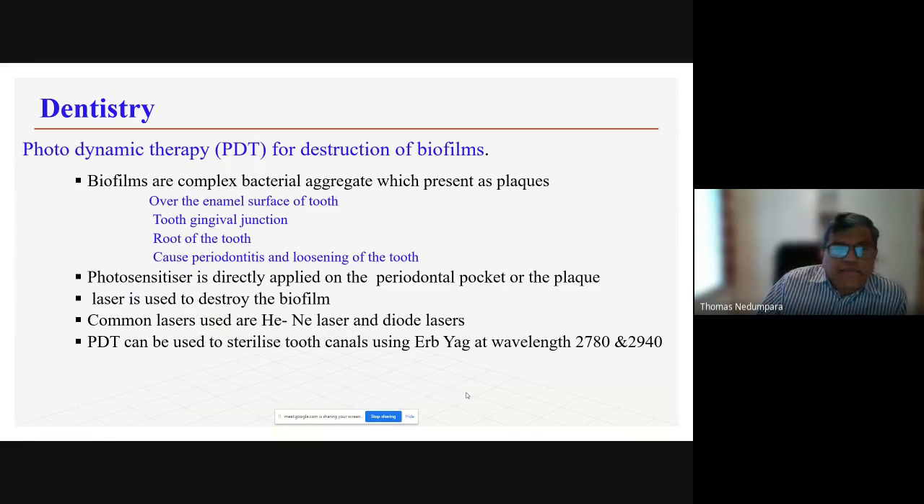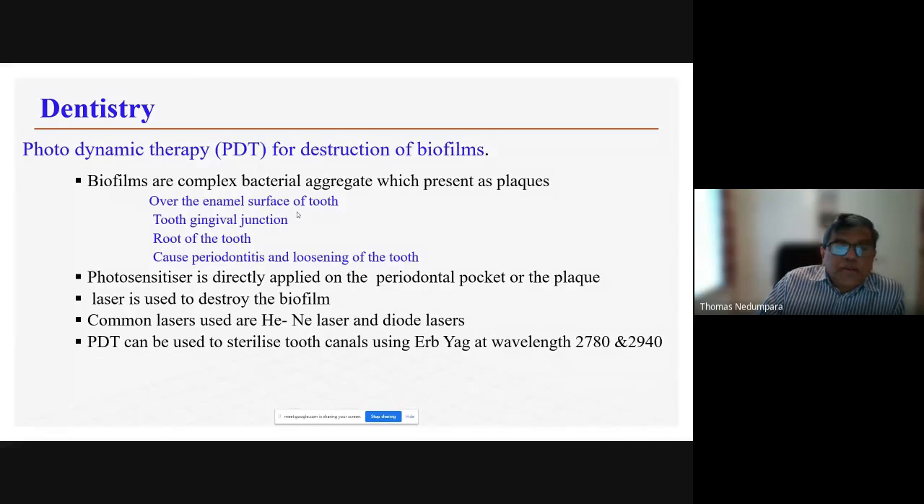In dentistry, we mainly use photodynamic therapy for destruction of biofilms. Biofilms are complex bacterial aggregates which are present in the plaques. So if the plaques are present over the enamel surface of the tooth, gingival junction, or root of the tooth, it can cause inflammation in the periodontic area and cause loosening of the tooth.